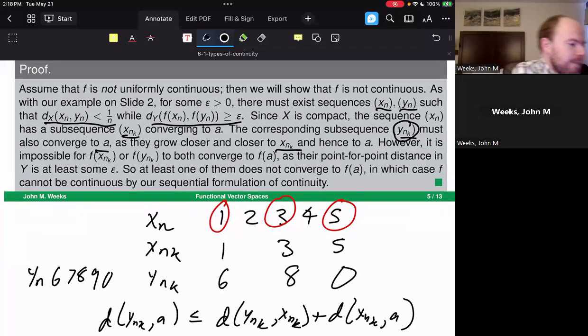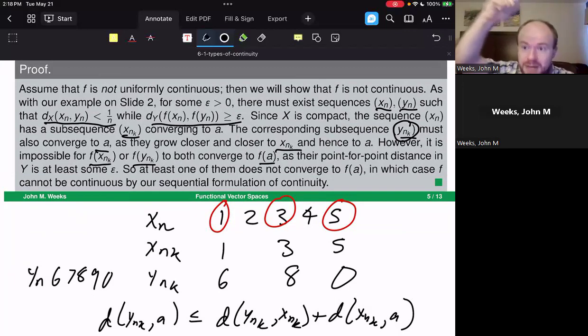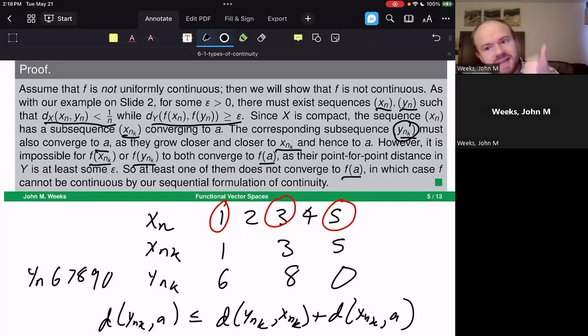However, at that point, it's impossible for both of these x, y values to converge to f of A, as their point-for-point distance in y has to be greater than or equal to epsilon, farther away from each other. Well, then that means that one of these sequences does not converge to f of A. So we had just found the existence of a sequence in X that converges to a point, but the Y values don't converge to that point.